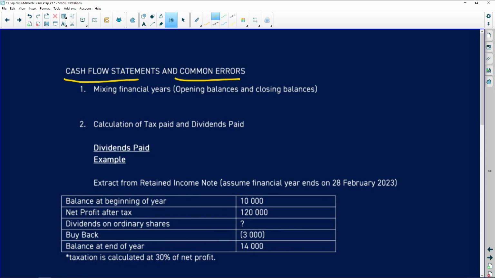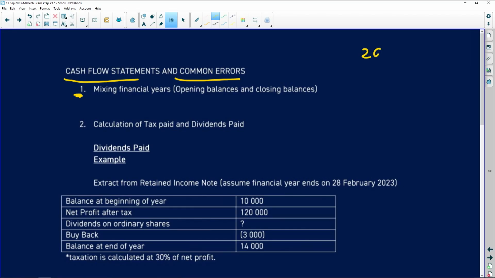Right, so let's now continue. We're focusing on cash flow statements as well as some common errors that our students make when attempting this question in the exams. Okay, so the very first error that I want to point out or highlight to students that are watching this lesson at the moment is the mixing of financial years. Right, now what do I mean by mixing financial years? Okay, so this is what we notice.